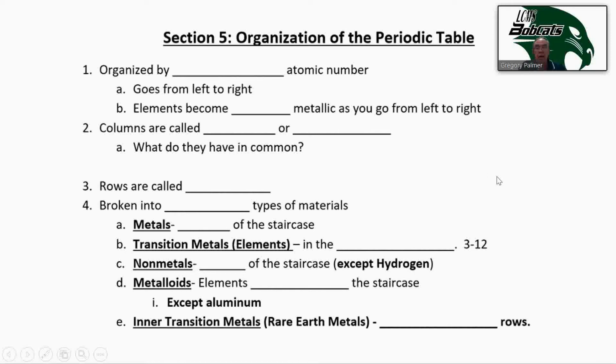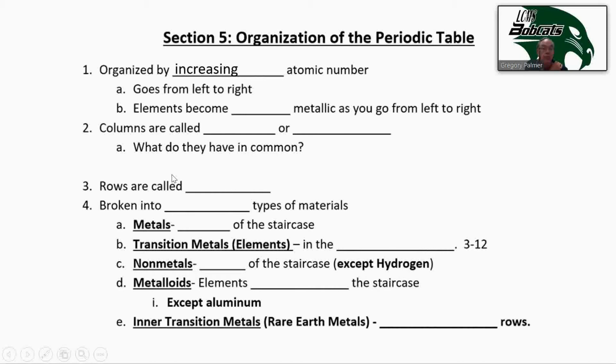Okay, so while you guys are making the Bohr models on page 33, I'm going to skip ahead to page 34 and just talk a little bit about how the periodic table is organized and what the families and groups are, how they're named. So we know that the periodic table is organized by increasing atomic number.